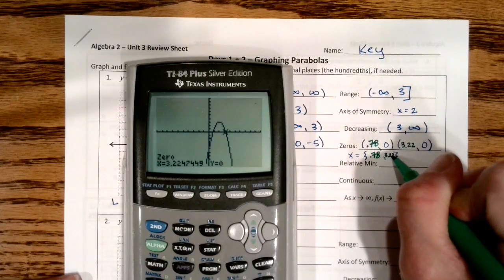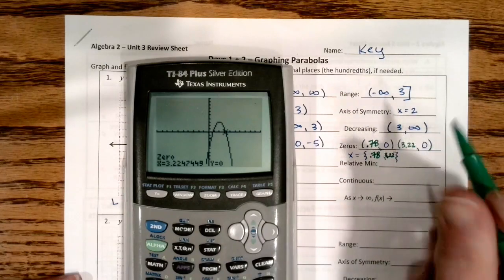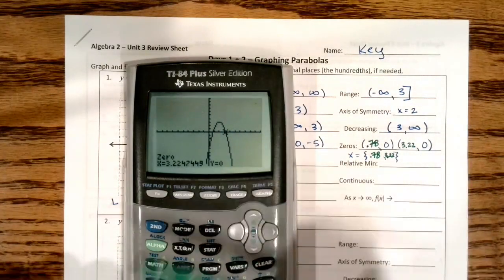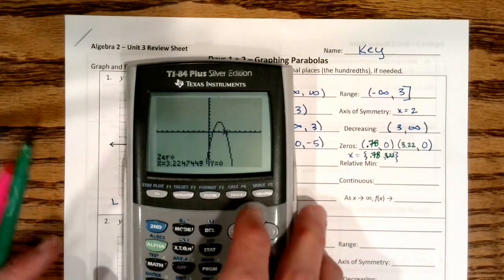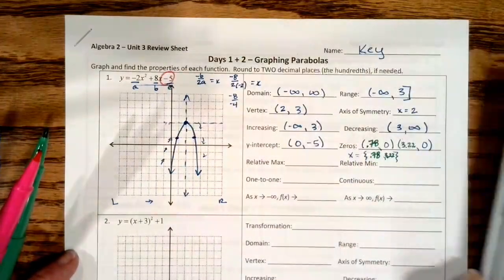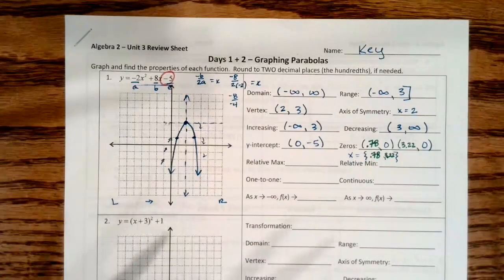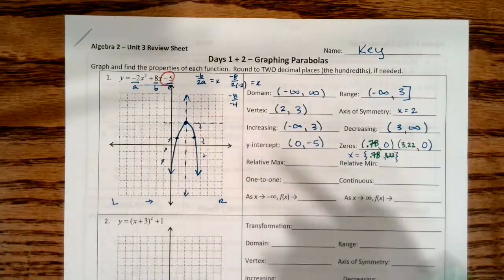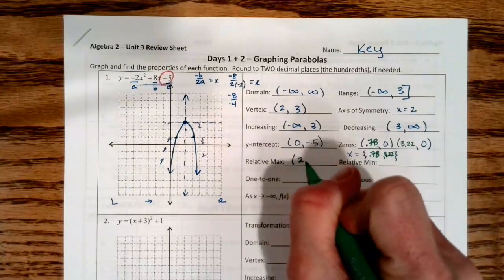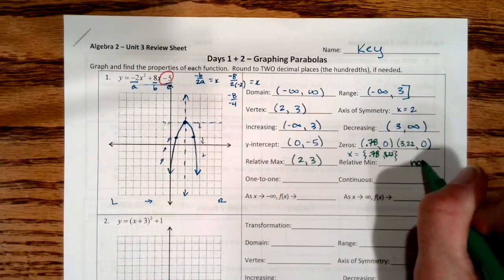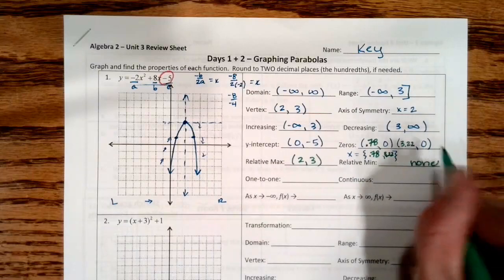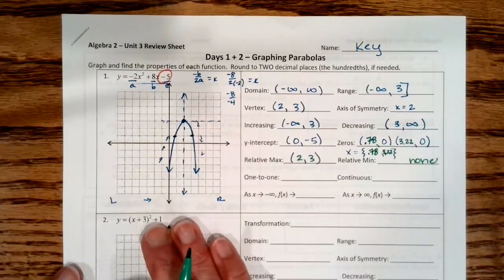When we round to the nearest hundredth, we go to the thousandths place. If it's 4, 3, 2, or 1, we leave it be. 5, 6, 7, 8, or 9, we round up. Alright, so my relative max is going to be the same as my vertex, 2, 3. My minimum does not exist because it continues on forever, on down.